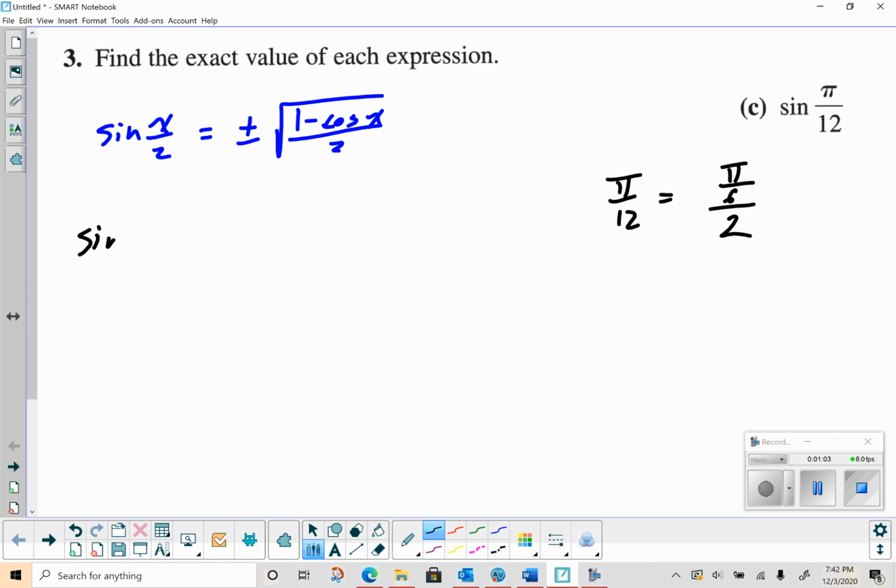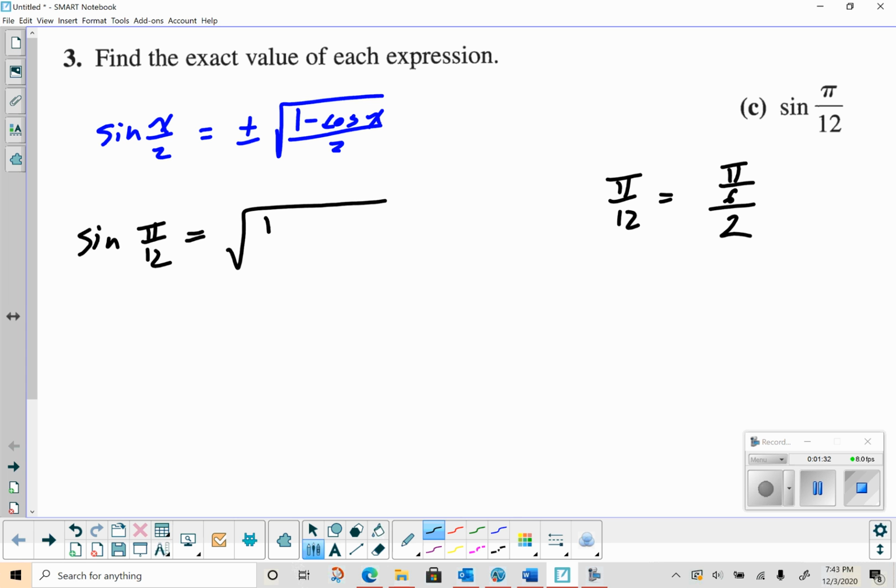So the sine of pi over 12 is equal to, now let's deal with this plus or minus thing here. That sign, the positive or negative symbol in front of the square root, will be determined by the quadrant of the final angle. So in this case, pi over 12, that's first quadrant. I'm going to take the positive square root.